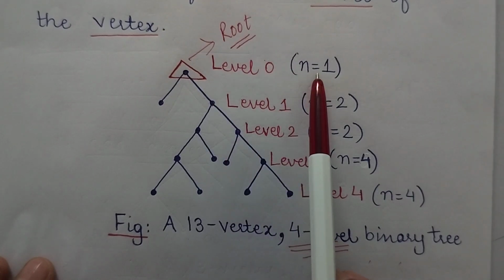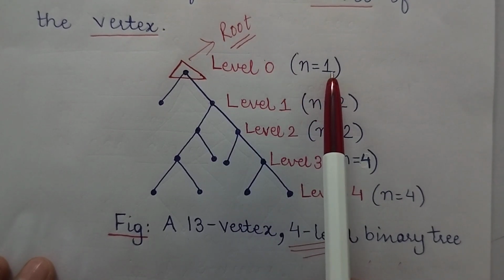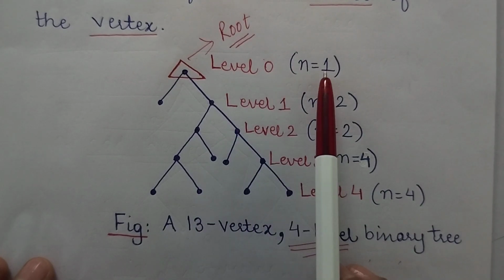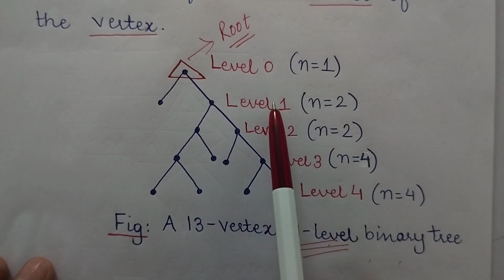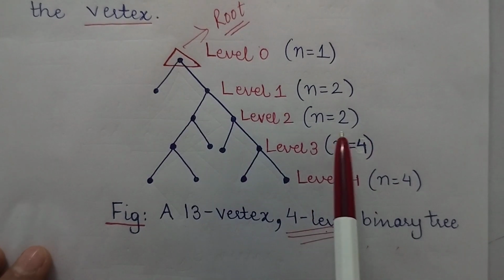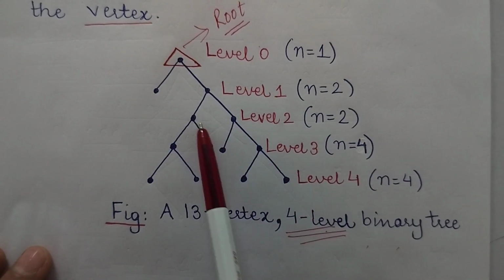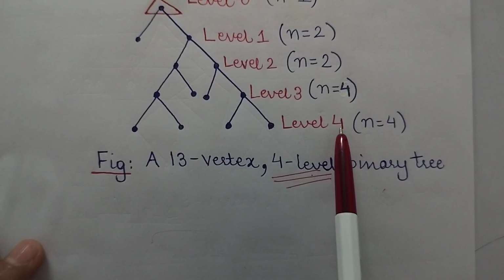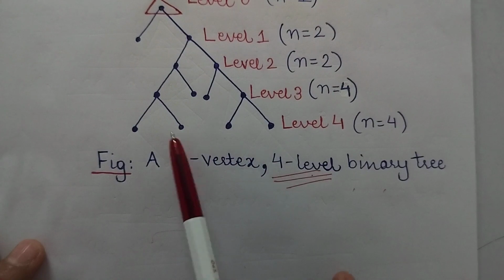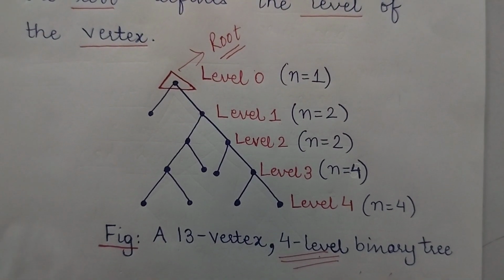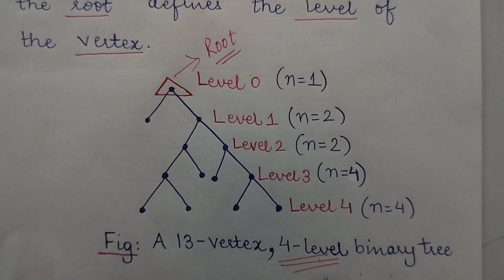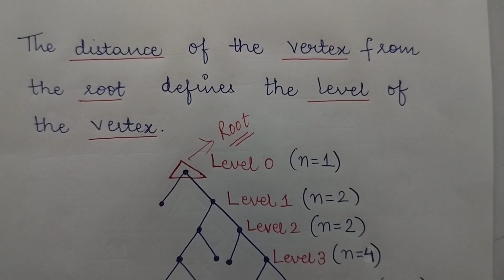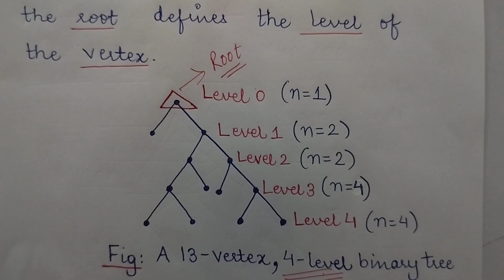At level 0, you have just one vertex, n equals 1, and n represents the number of vertices. So at level 0, you just have one vertex, which is the root. At level 1, you have 2 vertices. At level 2, you have again 2 vertices. At level 3, you have 1, 2, 3, 4 vertices. And at level 4 also, you have 1, 2, 3, 4 vertices. So I can say that this is a 13 vertex 4 level binary tree. And this is how you find out the level of a vertex in a binary tree.